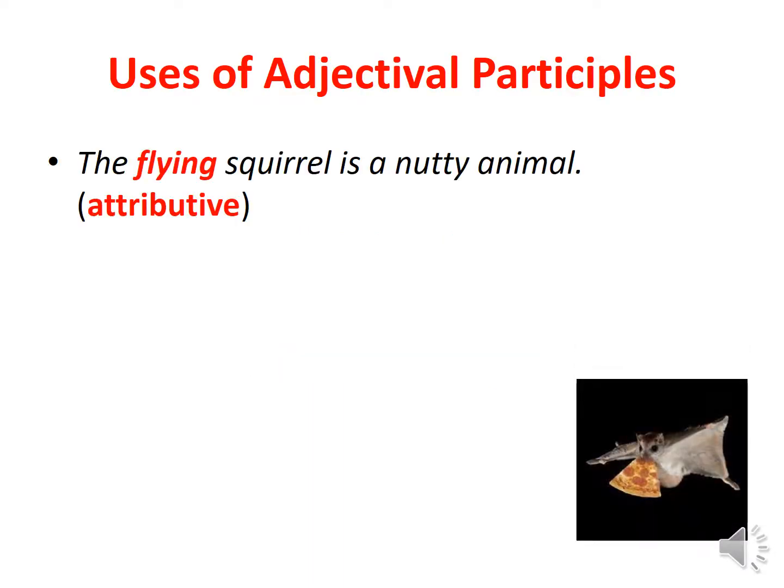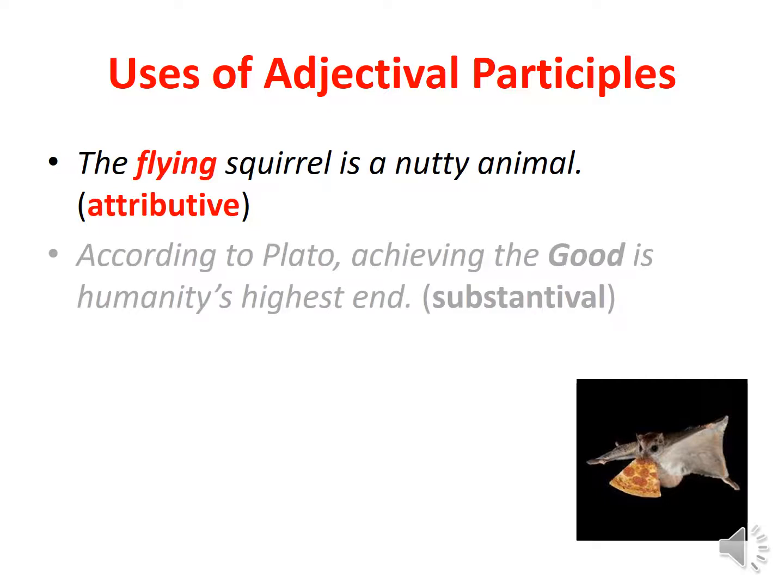The adjectival participle. Here's a good example. The flying squirrel is a nutty animal. We've seen this before. Squirrel is a noun. What kind of squirrel is it? It's a flying squirrel. So we've got here what could be a verb, fly, and we've put the -ing on it to make it into a participle, modifying squirrel, hence an attributive participle. An attributive participle is a kind of adjectival participle.